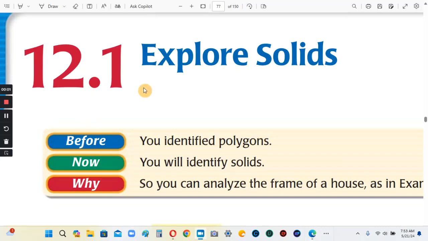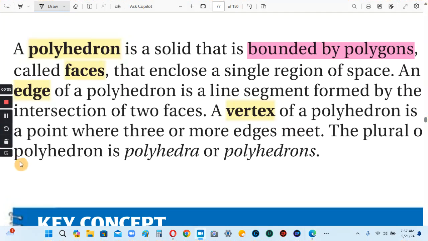Chapter 12.1, Explore Solids. So the main thing we're going to be learning is about polyhedrons. A polyhedron is a solid that is bounded by polygons. All right, let's go to the diagram.